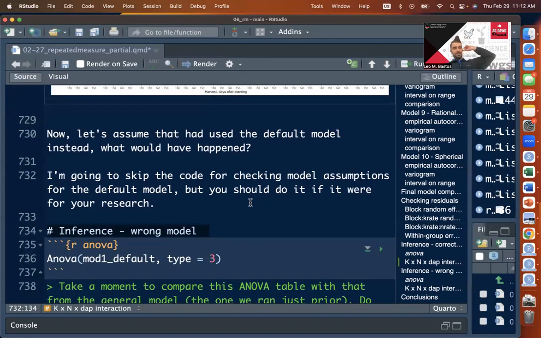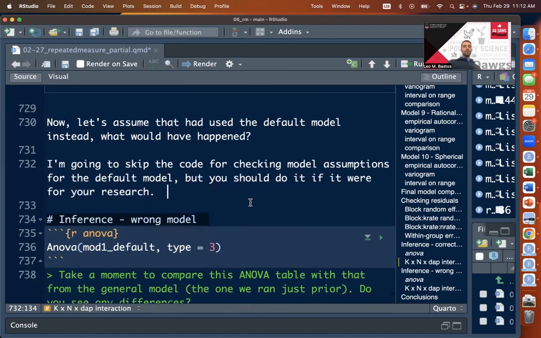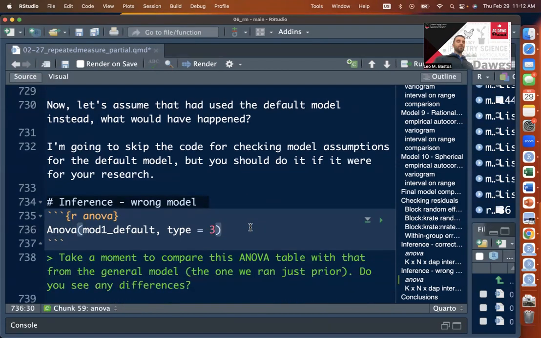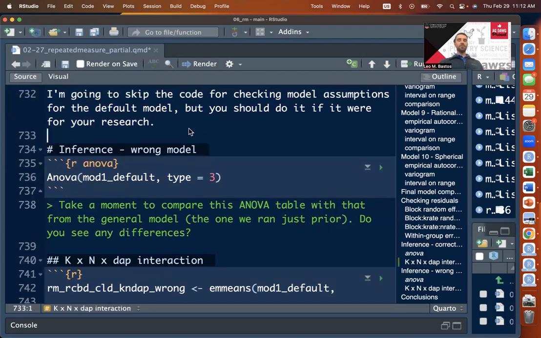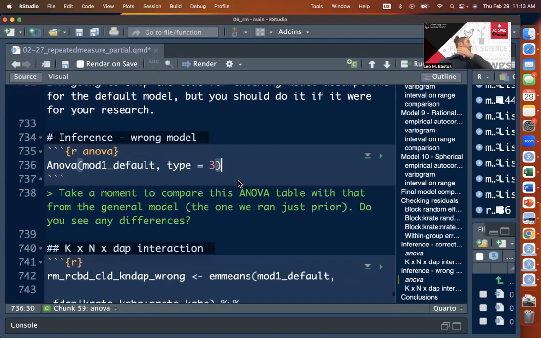Okay, so now I just want to assume that if we had used BAC and we had instead chosen the default model to be our model that we would do inference, right? So we're just going to go through that here and do a few comparisons. I'm not going to go through the residual check again, just for time's sake, and because we already did that for one of the models, so you know how we would do it. So we're going to skip the residual assumption checking here, but just get right into the ANOVA table.